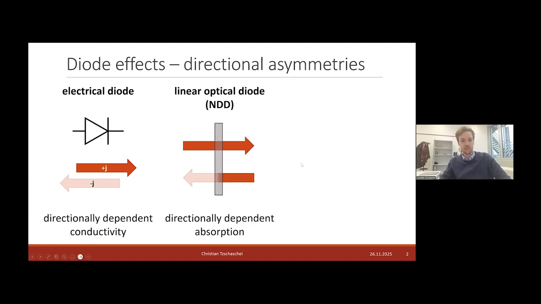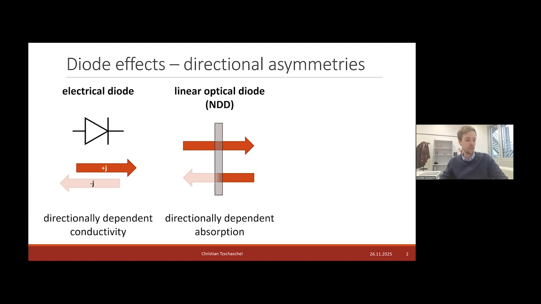For instance, one can create a linear optical diode, if one wants to call it like that. It's more commonly known as non-reciprocal directional dichroism, where you have a directionally dependent absorption. So the sample transmits light in one direction better than in the opposite direction.